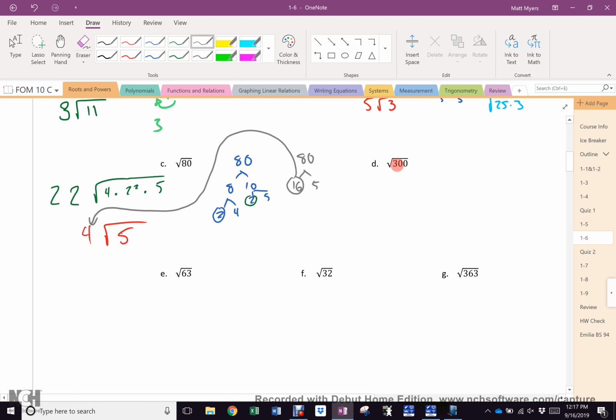Big number. It's going to make a big tree. Simrith, what would you do with it? You would do 3 and 100. Why would you use 3 and 100?